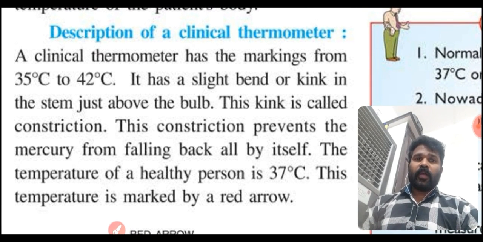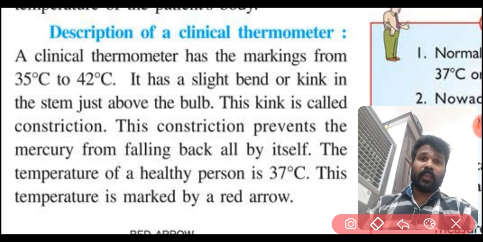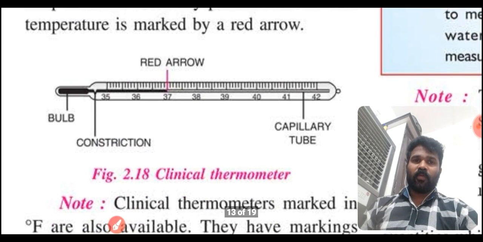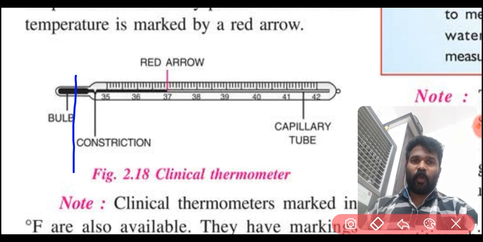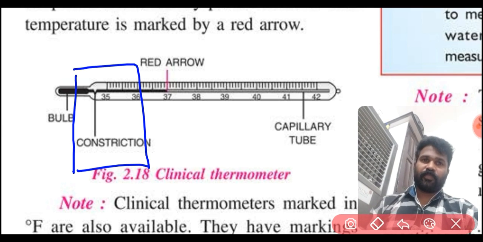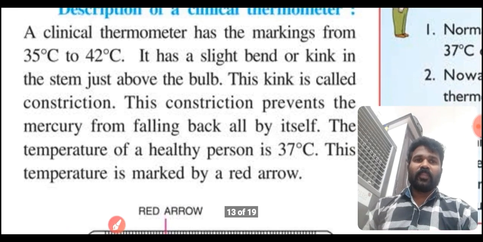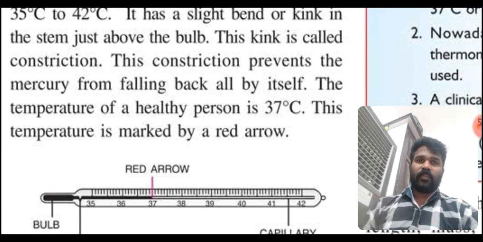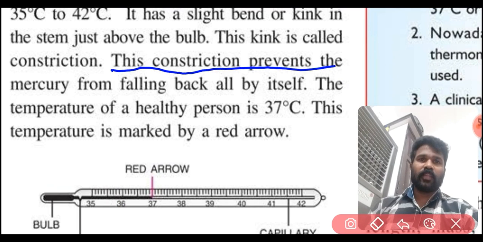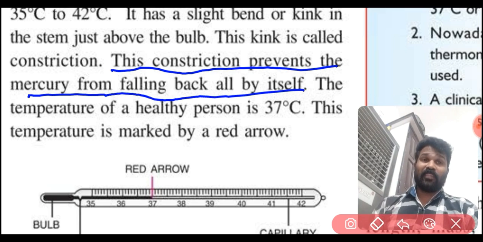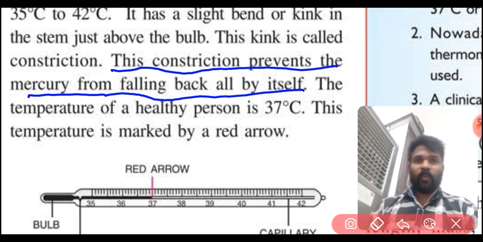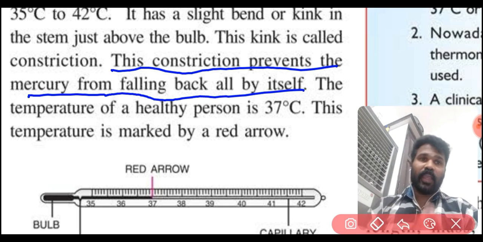Here it has a slight bend or kink in the stem just above the bulb. This kink is called a constriction. Here in the diagram, see this point, that is called a constriction. Then what is the use of this constriction? This constriction prevents the mercury from falling back all by itself.